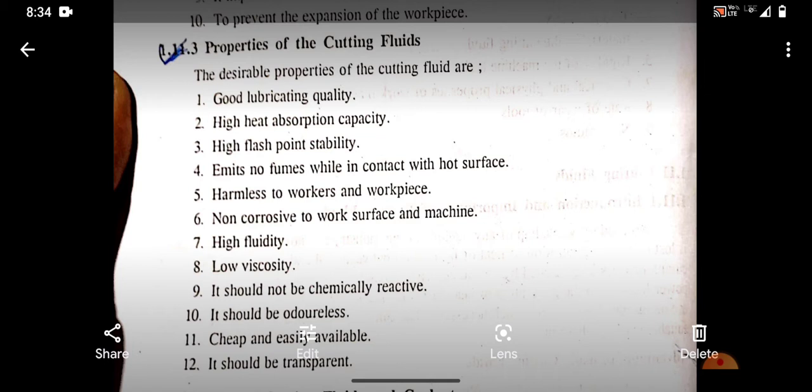It emits no fumes, harmless to workers, not corrosive to work, high fluidity, low viscosity. It should not be chemically reactive. So cheap and easily available. Very important, cutting fluids must be easily available and cheap. It should be transparent. So these are the properties of cutting fluids.